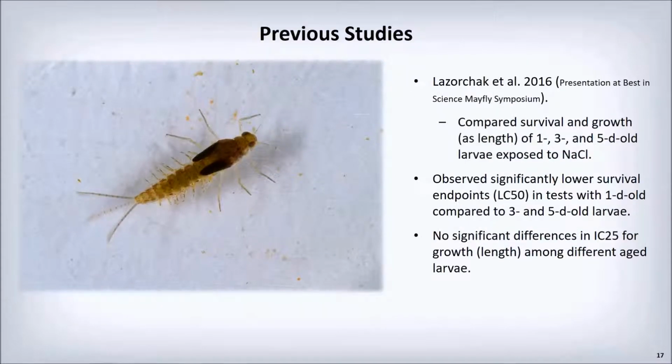Some previous work had been done comparing different ages. Jim Lazorchek's group gave a presentation at a symposium put on by Ontario Ministry of Environment, where they compared survival and growth, which they measured as length, of 1-, 3-, and 5-day-old larvae that were exposed to sodium chloride. And they observed significantly lower survival in terms of an LC50, median lethal concentration, in tests with the 1-day-old as compared to the 3- and 5-day-old larvae. They didn't observe differences in IC25 for the growth, again measured as length, among the different age larvae.